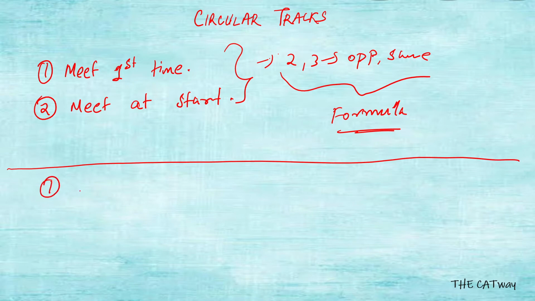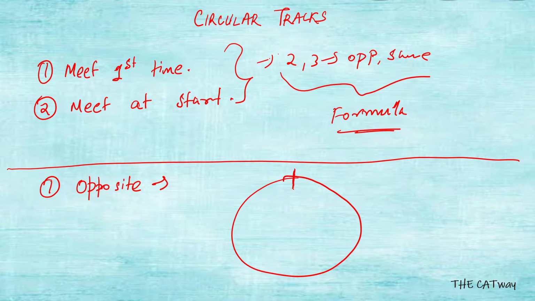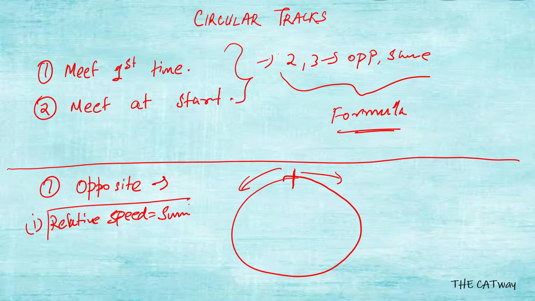So whenever there are two racers who are running in the opposite direction, see what is going to happen. This is a circle on which they are going to run. This is the start point. One starts running from here, the other one starts running from here. Now what is going to happen is, see, the relative speed is going to be the sum of the speeds of both the runners. The reason behind that, I have already told you: when they are running in the opposite direction, the relative speed will be the sum of the speeds.